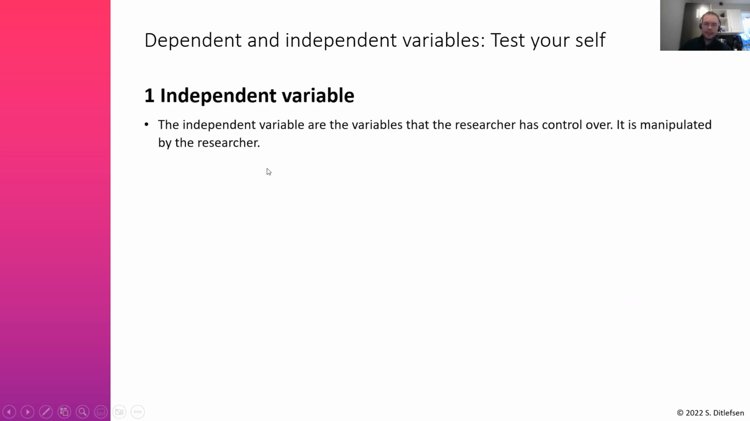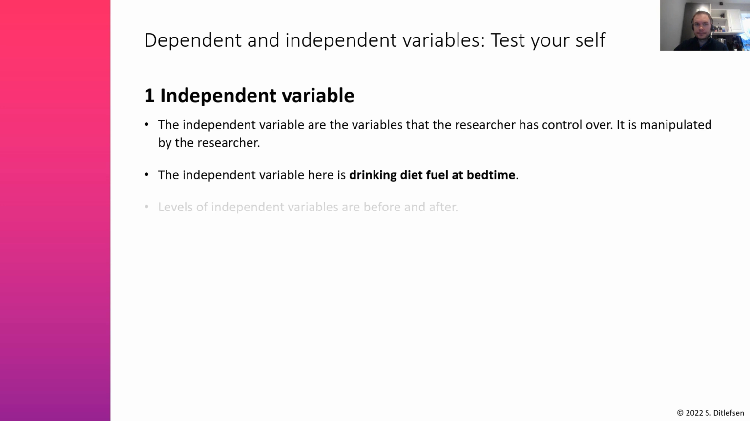Okay. The independent variable are the variables that the researcher has control over. It's manipulated by the researcher. The independent variable here is drinking diet fuel at bedtime. As I said, we are doing some changes. We are giving them some drink at bedtime. And we have two levels of independent variables, before and after. So we're weighing them before and we weigh them after. So there are two levels.